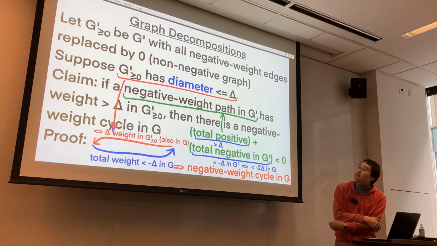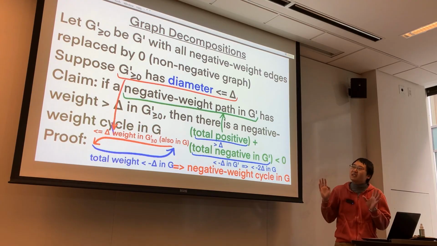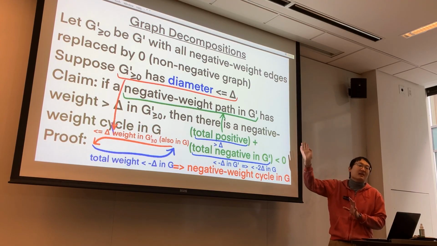Okay. So, I have a question. What if the graph is not strongly connected? Great, good question. Right, so in that case, technically the diameter is infinite.